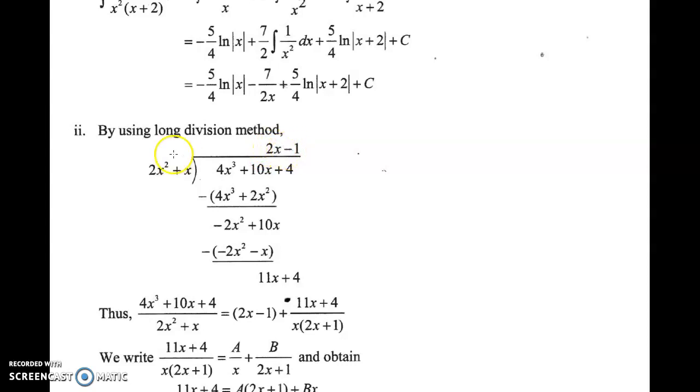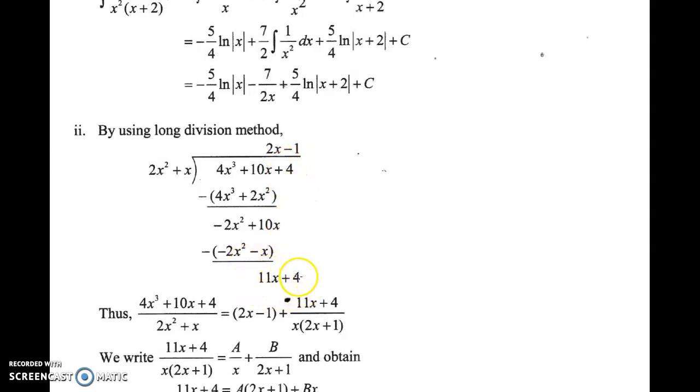Of course, we'll need to multiply this with negative 1. Negative 1 times it will give you negative 2x squared, together with negative 1 times x will give you negative x. So subtract it, you will get 0 here. So 10x minus negative x, or 10x plus x, you will get 11x. So let's pull down 4.